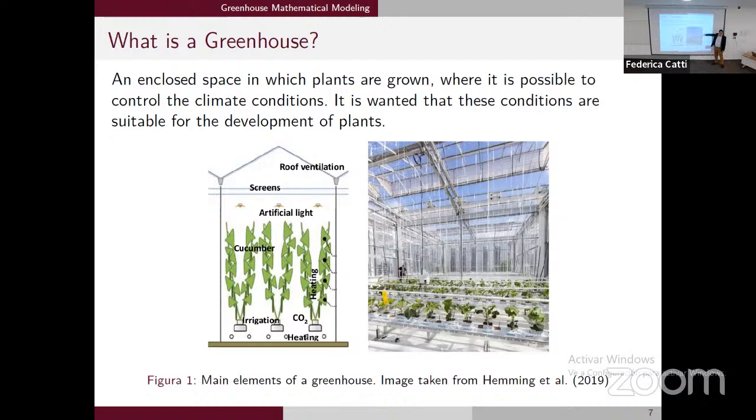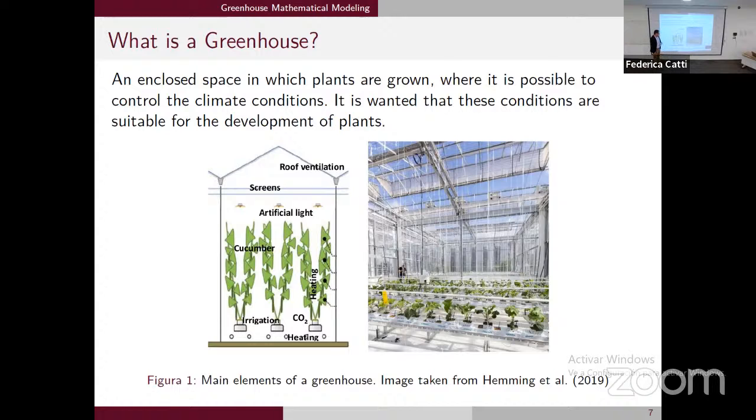This is a high-tech greenhouse located in the Netherlands. And here we can see some of the elements that a greenhouse can have. So the irrigation system, through which the plants are supplied with water. The heating system, this is really important, especially in the winter and at night.